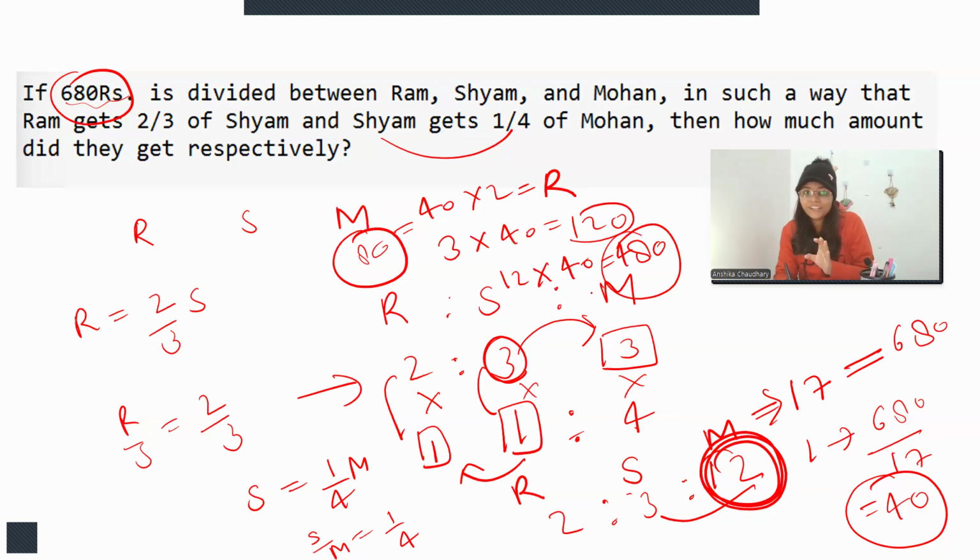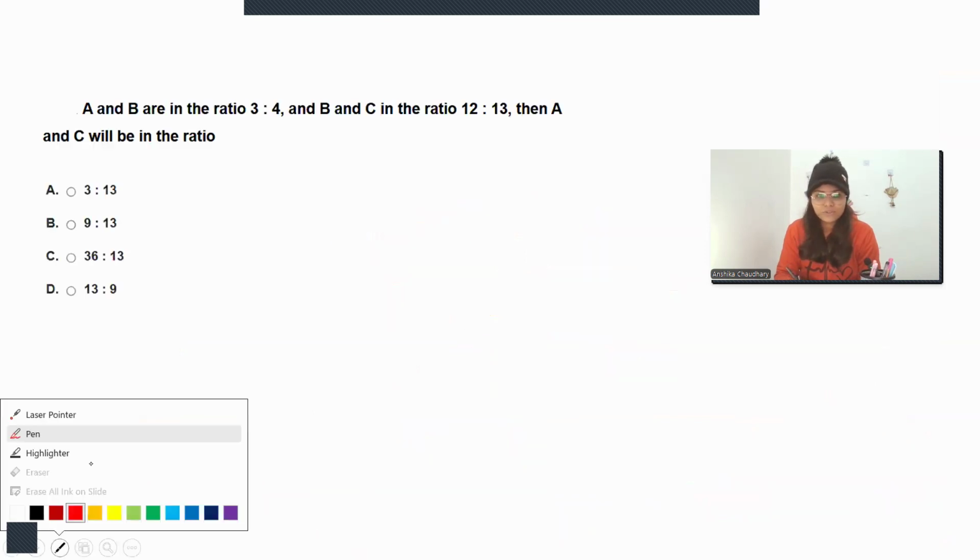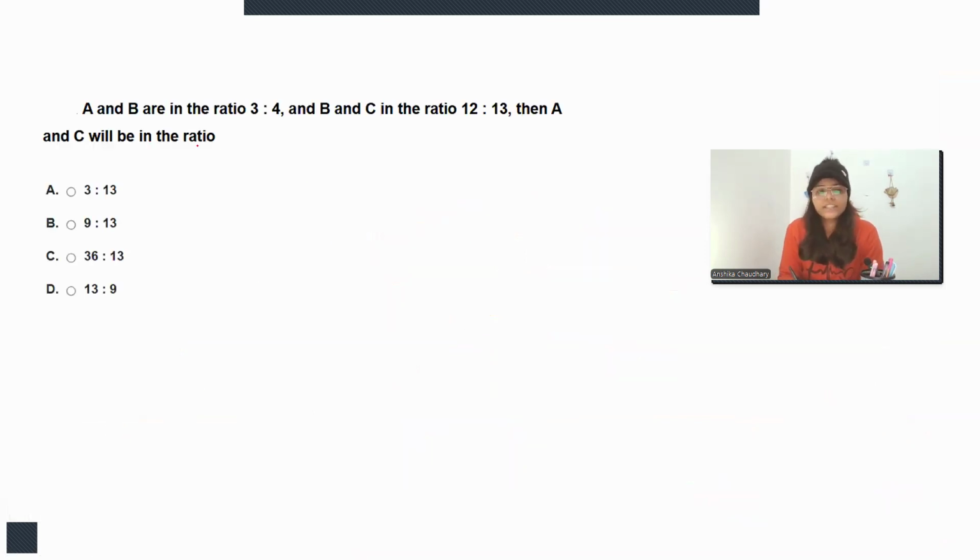See, this was a pretty easy question, I would say, but tricky, right? And people used to consider it difficult, but I have made it so easy, right? So I think it is clear to you. Let's solve one more question. The question is: A and B are in the ratio of 3 and 4, and B and C are in the ratio of 12 ratio 3. So I will write them here.